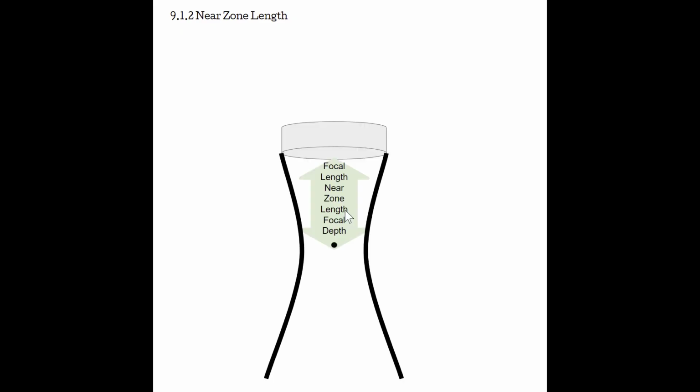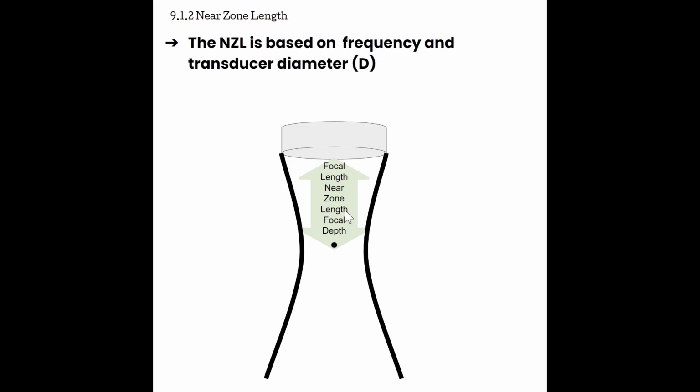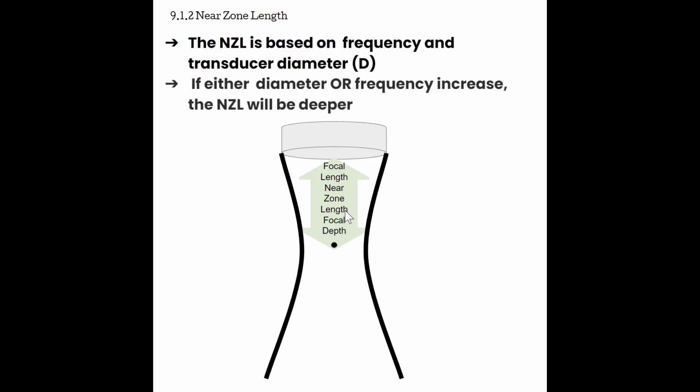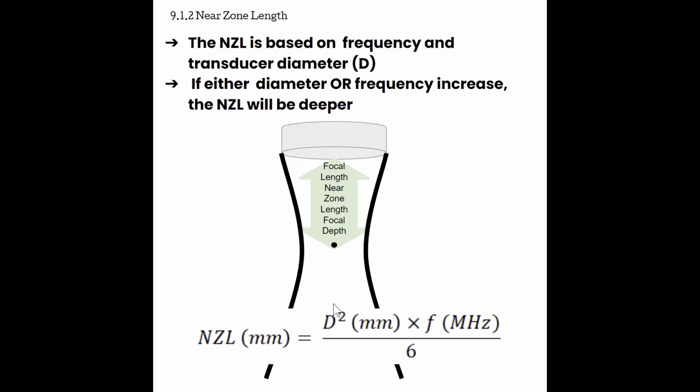The near zone length can actually be calculated. When we are working in soft tissue, the near zone length is based on frequency and the transducer diameter. If either diameter or frequency increases, then the near zone length is going to be deeper, or is also going to increase in value. And that is because of this formula.